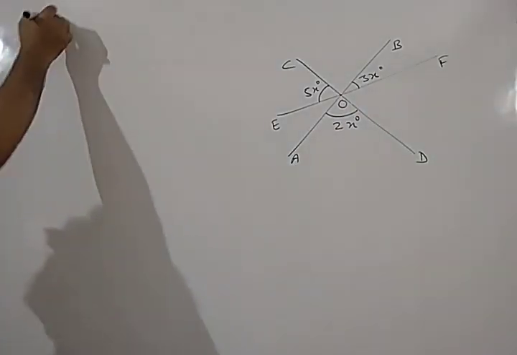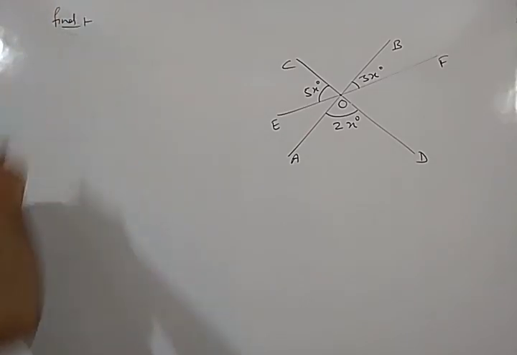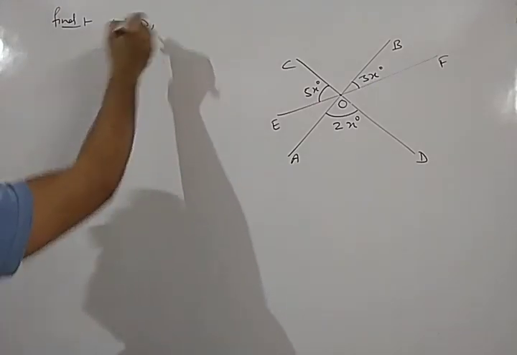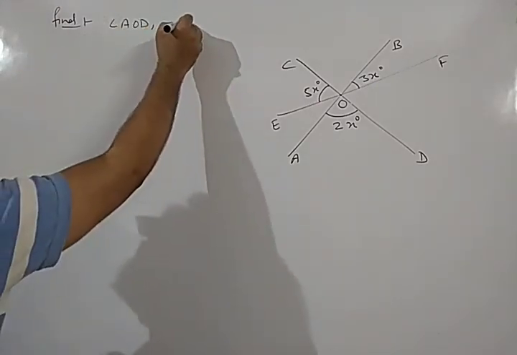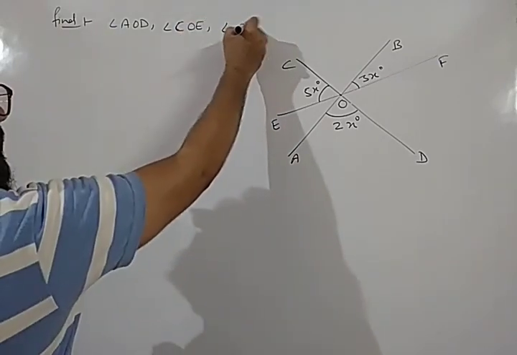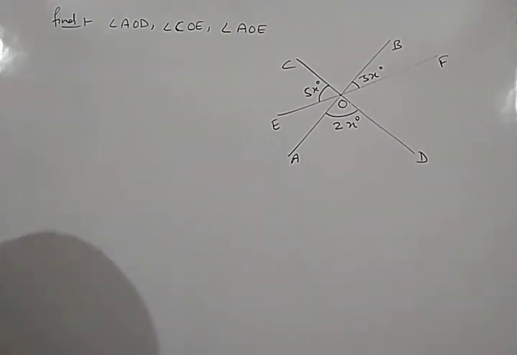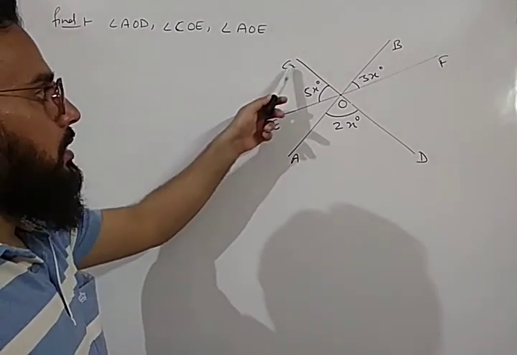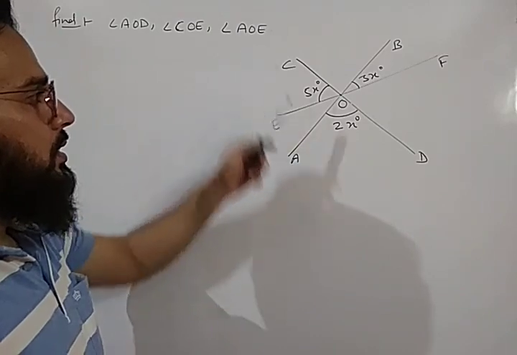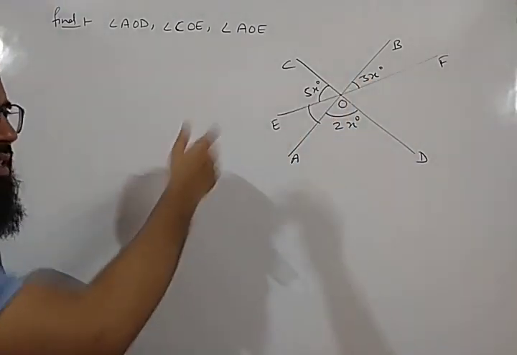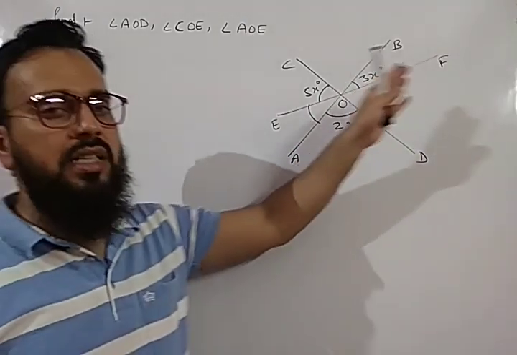Now the question is to find angle AOD, then angle COE, then angle AOE. So what is angle AOD? It is 2x. COE, it is 5x, and AOE means this angle, which will be equal to 3x. So it is a very simple question. You have solved such type of question in your class 7th, 8th also.